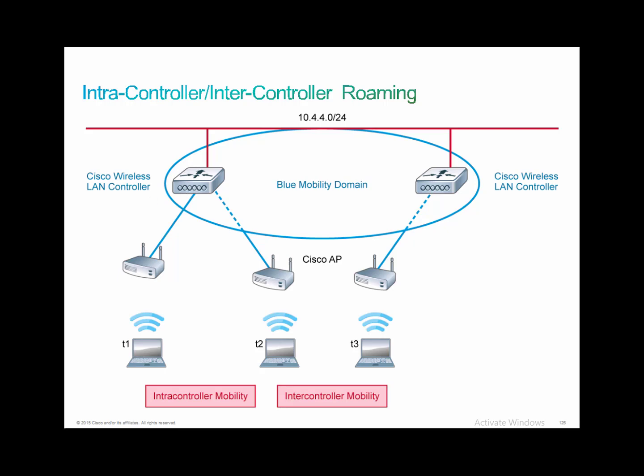Okay? So how does the process work if I'm doing intra-controller roaming, meaning that I'm just moving from one AP to another within the same controller? If I'm moving from T1 to T2, which is what we're depicting here as an intra-controller roaming event, the client asks for re-authentication on the new AP. The authentication is done by a query that gets sent to the controller that the AP is actually connected to. If T2 is connected to the same controller that T1 is connected to, the controller just updates the database with the new AP information.